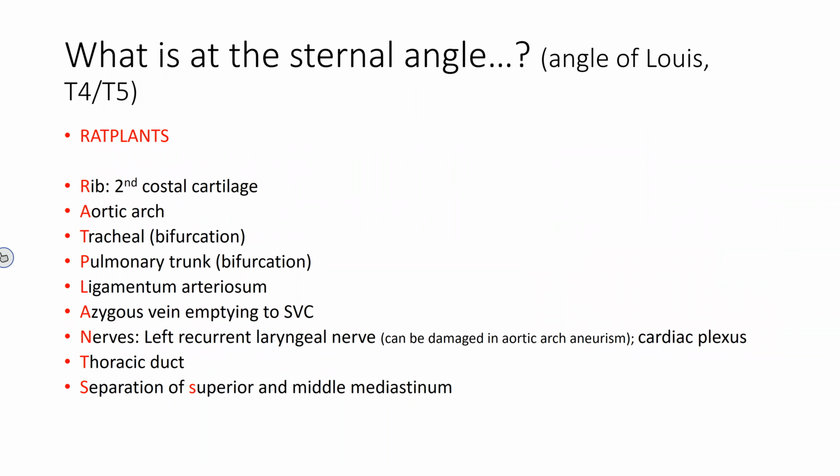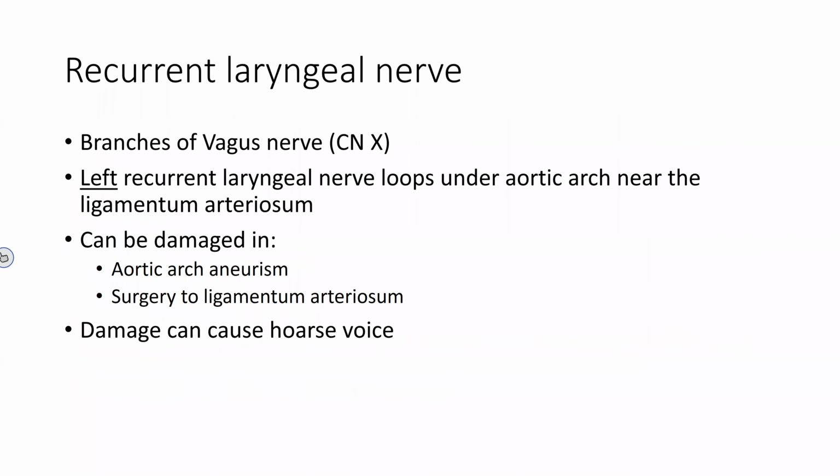What is at the sternal angle? A mnemonic to remember this is RAT PLANTS. I won't go through that. The recurrent laryngeal nerve, so it's a branch of the vagus nerve.